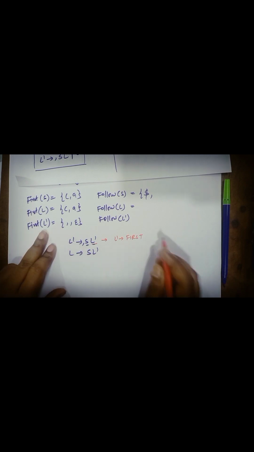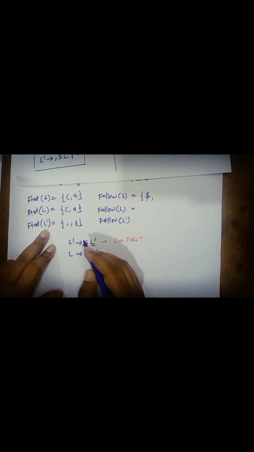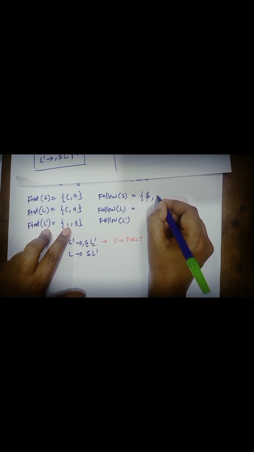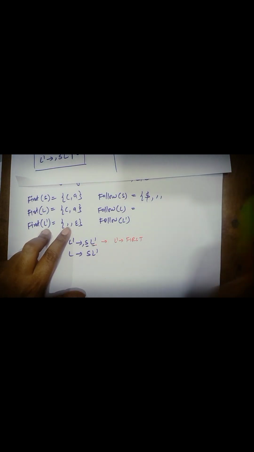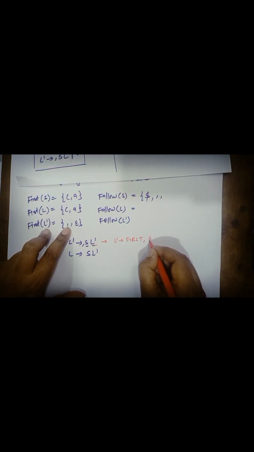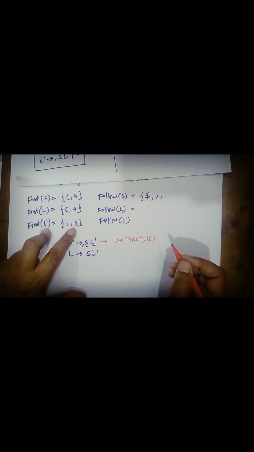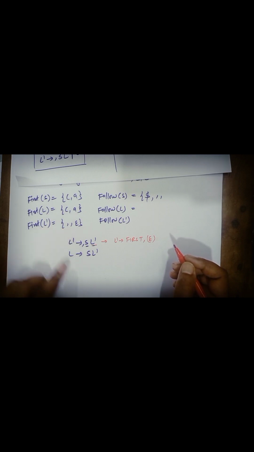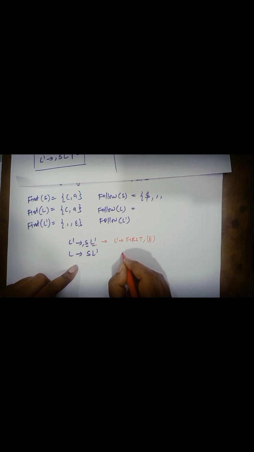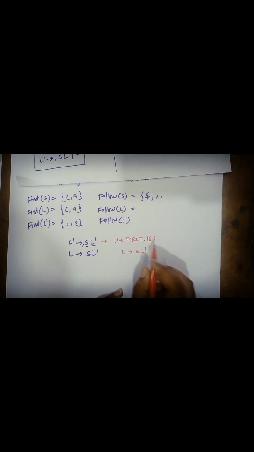So what is the first of L dash? What we have is comma, and in this, if you have any epsilon productions, then what we have to write here is, when we have the production like this, L tends to S comma L dash. So here in this first of L dash, if you have epsilon, which means if you have substituted like this, L comma S, here S is not following anything. So if you have substituted.